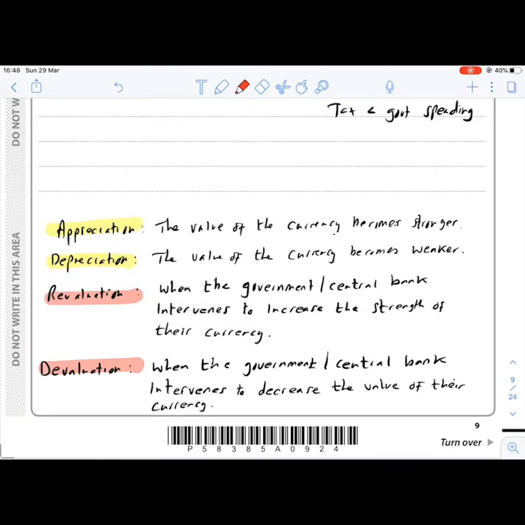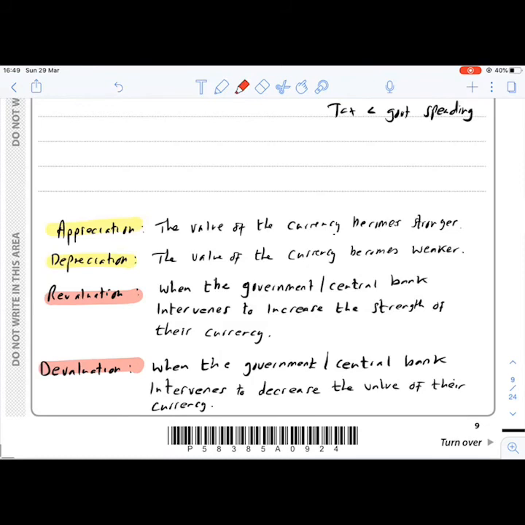However, revaluation and devaluation are terms we use when the government or the central bank intervenes to either increase the strength of the currency or to decrease the strength of the currency. So revaluation is when the central bank or the government intervenes into the foreign exchange market to increase the strength of their currency. And they do this by using their surplus of other currencies to buy their own currency. So if they're buying their own currency, it means that the demand for their own currency increases, and therefore the value of their currency goes up. And because the government have intervened to do this, this is known as revaluation.